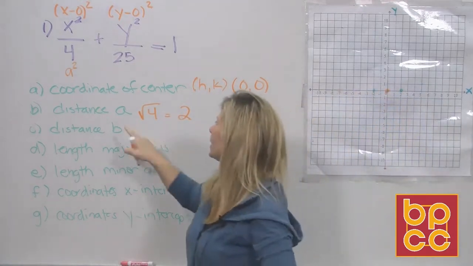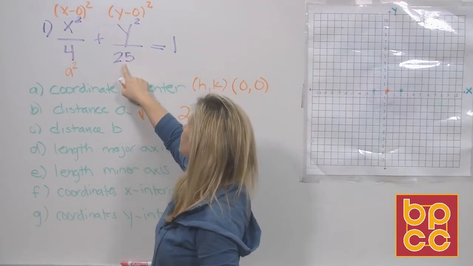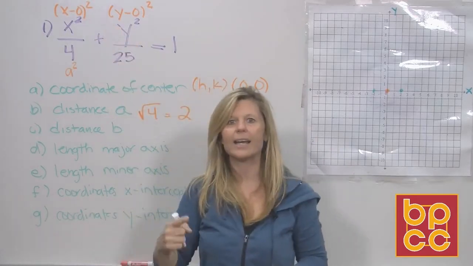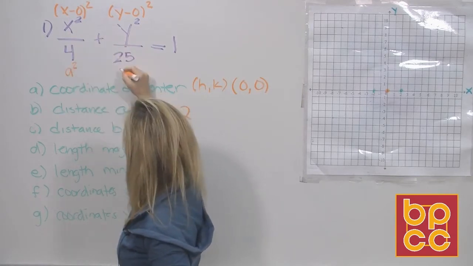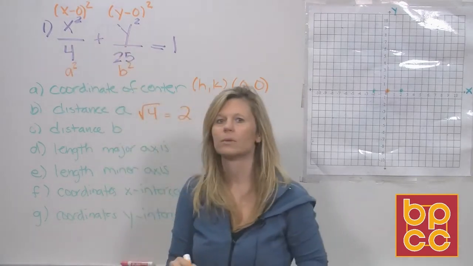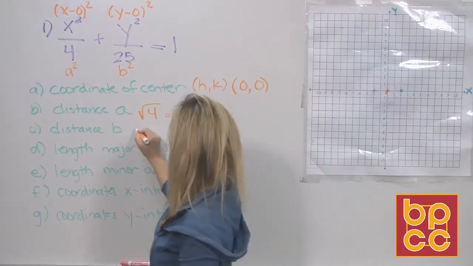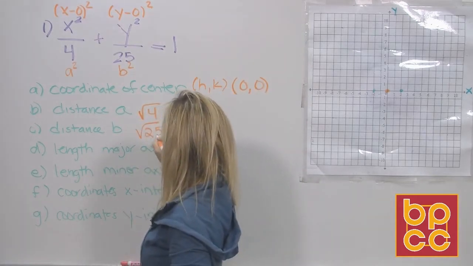All right, now we need distance B. Distance B is always going to be underneath y. It goes in alphabetical order: x, y, a, b. So this is b squared. So again, to get distance B, you're going to do the opposite of squaring. You're going to do square root.